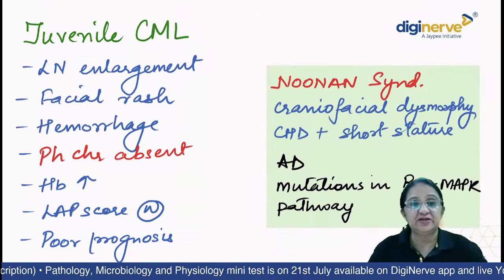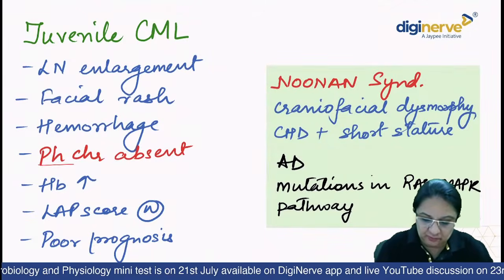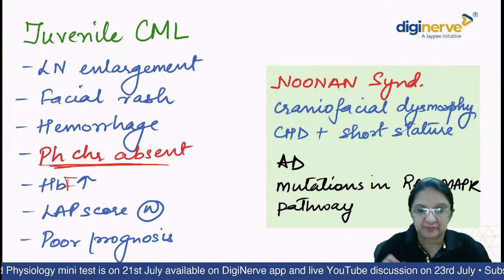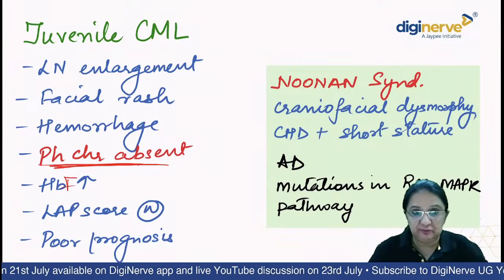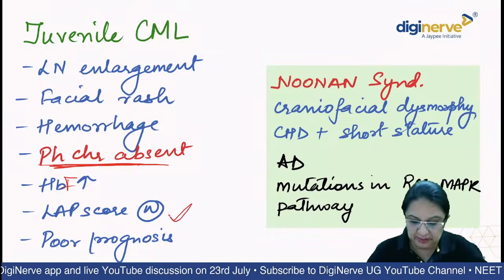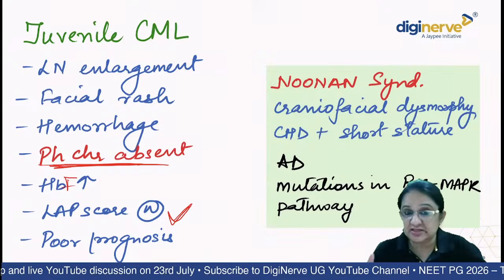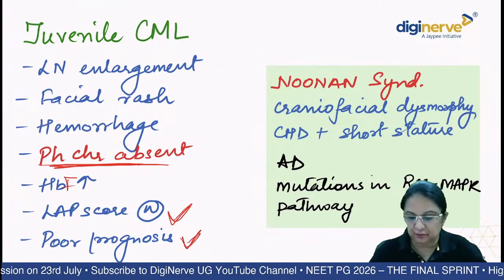Now, what do you find in juvenile CML? Juvenile CML, here the Philadelphia chromosome would be absent. Okay, Philadelphia chromosome would be absent. Your lymph node enlargement would be there. Hemorrhage would be there. Here the LAP score would be normal. In CML, the LAP score is reduced, right? But this has a poor prognosis.